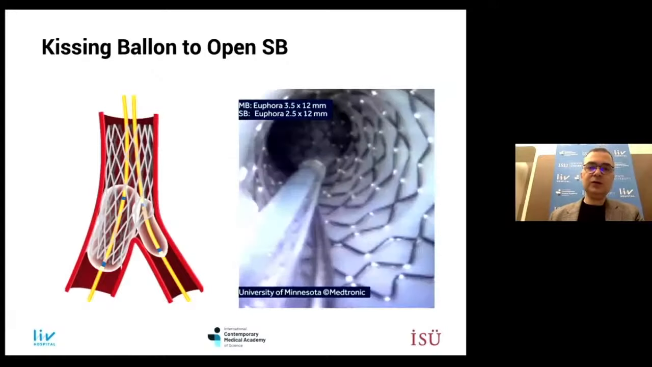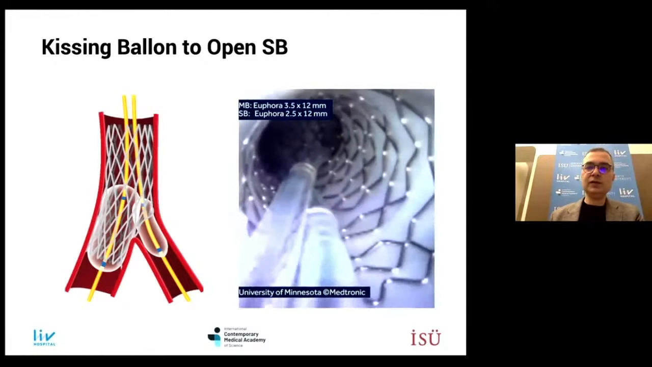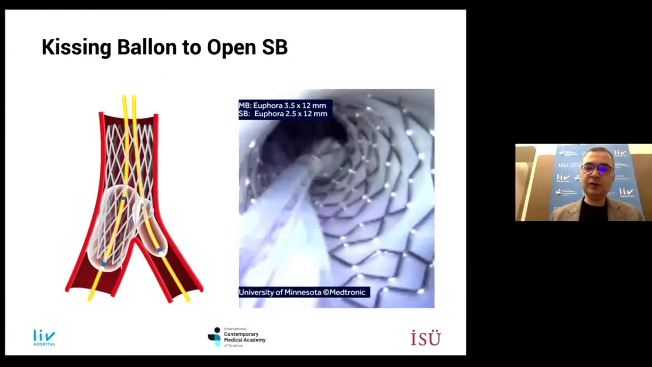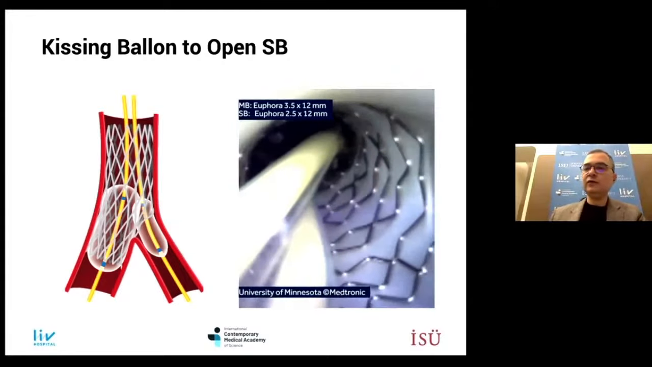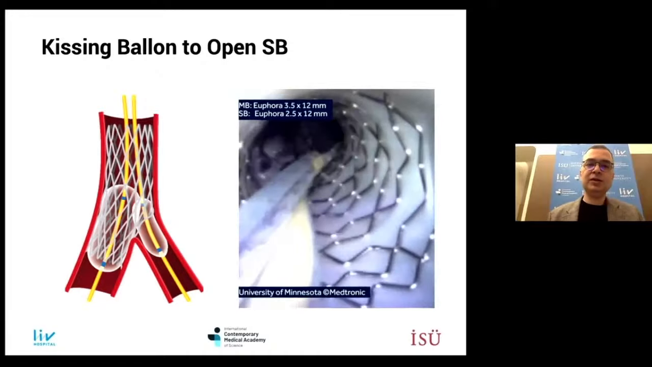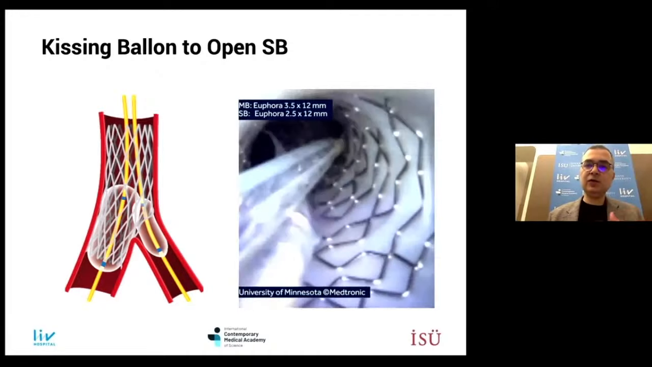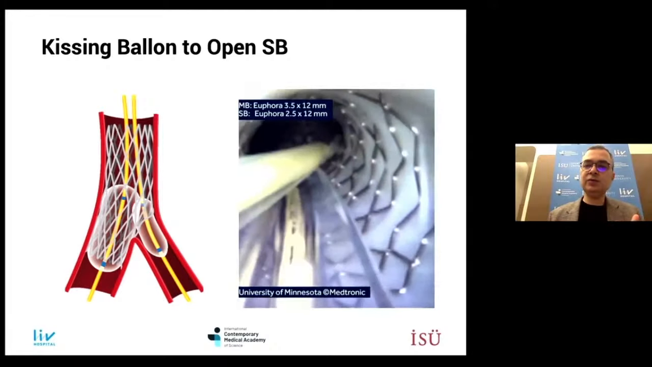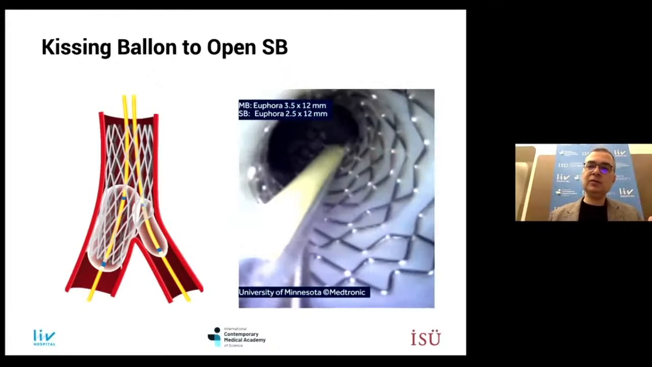So after you do this rewiring, you can do a kissing balloon. Of course, this is just according to the operator. It's not a requirement, because if you didn't lose the side branch and you don't have to do any further stenting to the side branch, the proximal optimization is enough to finish the case. But if you have to advance to the side branch, making a kissing balloon is simple, by just inflating the balloon in the main vessel and the side branch.